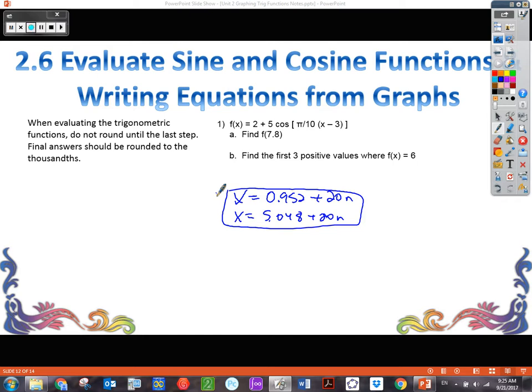Now they want us to write the first three positive values where y is 6. So we say x equals 0.952, 5.048, and we know the next one, we saw it already. We add 20 to the 0.952, so the next one is 20.952. Those are my first three positive solutions.